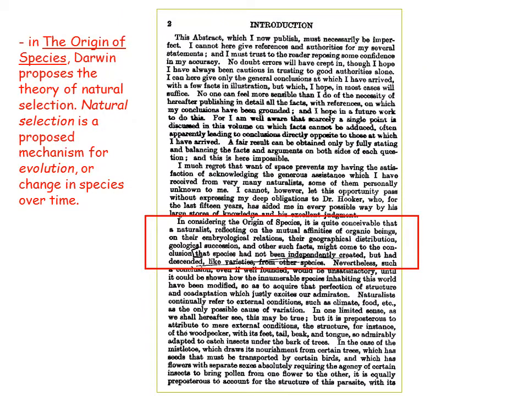Charles Darwin writes, "In considering the origin of species, it is quite conceivable that a naturalist reflecting on the mutual affinities of organic beings, on their embryological relations, their geographical distribution, geological succession, and other such facts, might come to the conclusion that species had not been independently created, but had descended like varieties from other species."